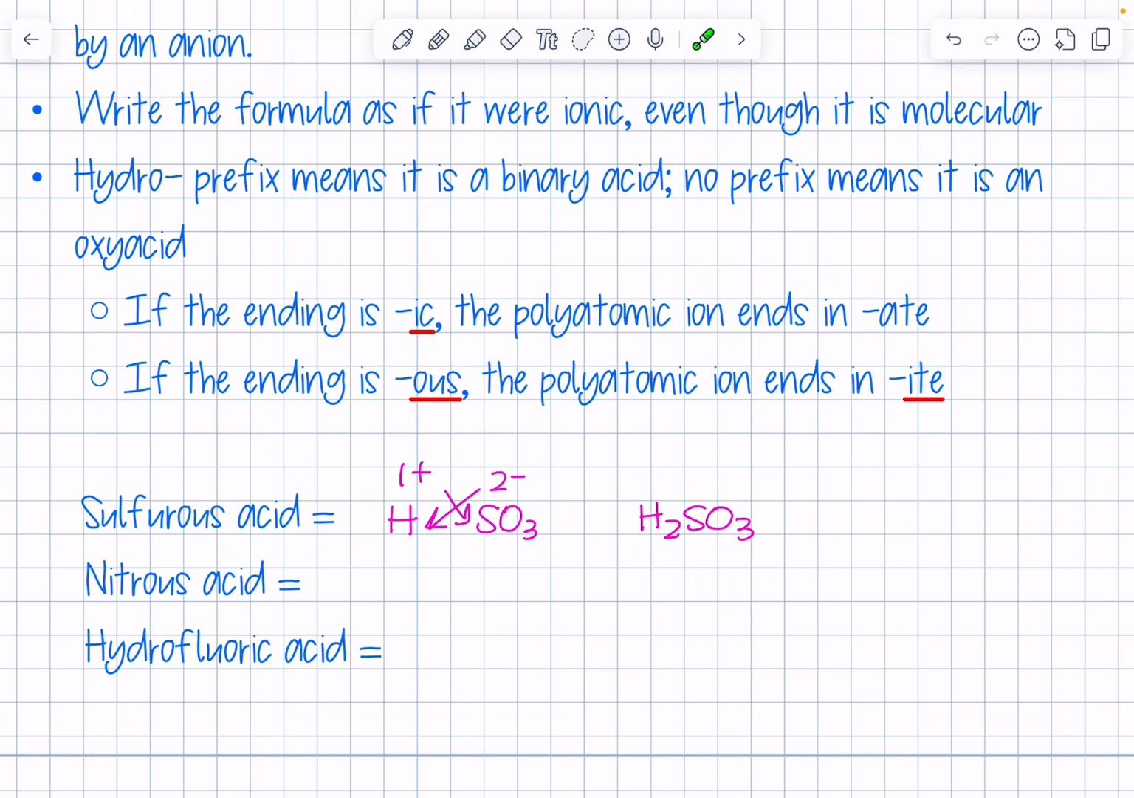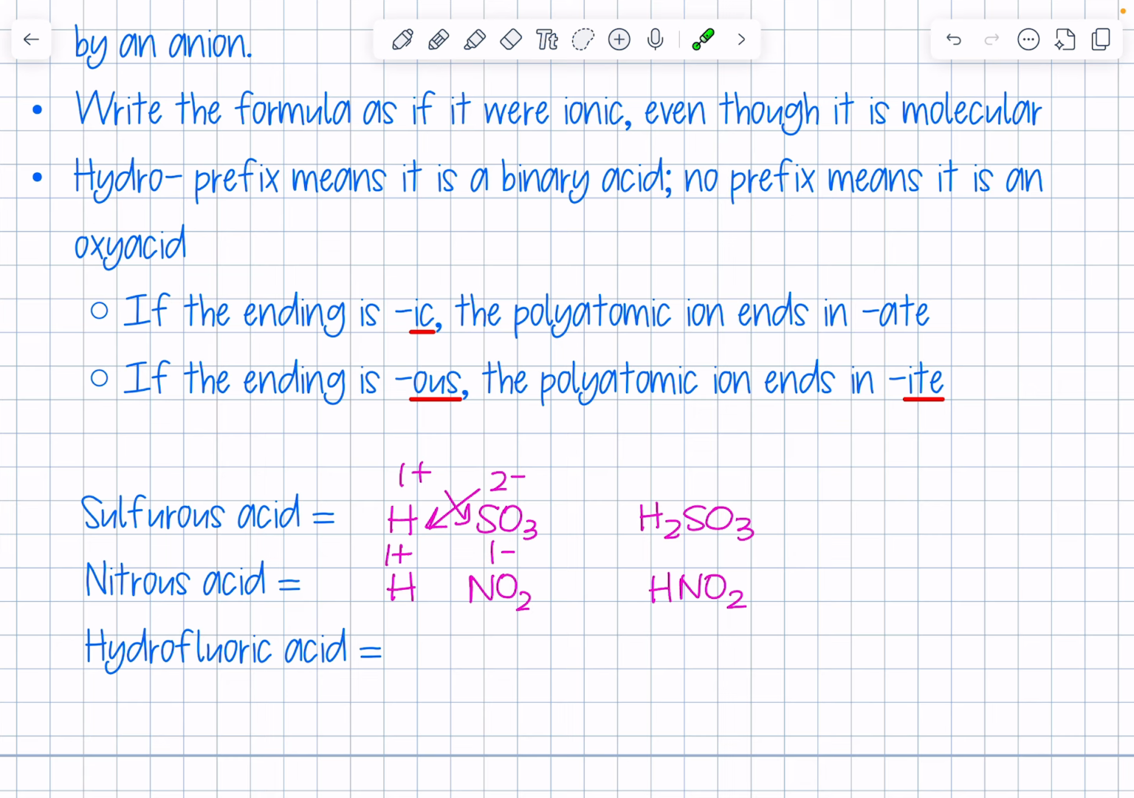Nitrous acid. Again, we have no hydro, so it's not a binary acid. We end in OUS, which means that it's an ITE. So it's not nitrate, it's nitrite, which is NO2, 1 minus. And these two things cancel out, so HNO2.